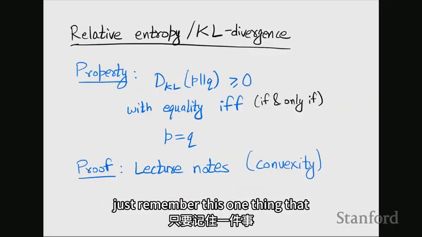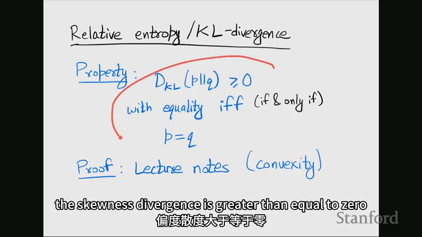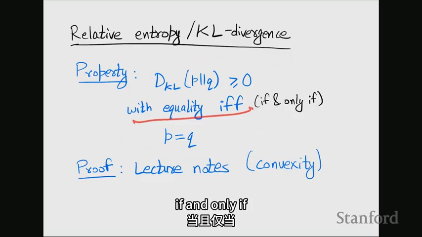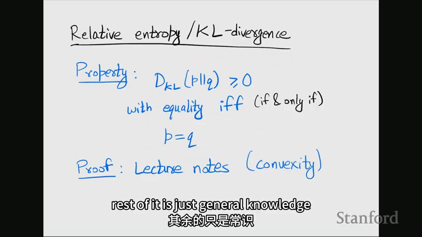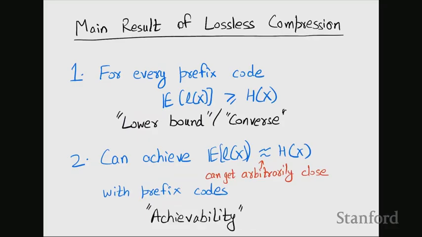For now, just remember this one thing, that the KL divergence is greater than or equal to 0 with equality if and only if the two distributions are equal, right? Rest of it is just general knowledge.